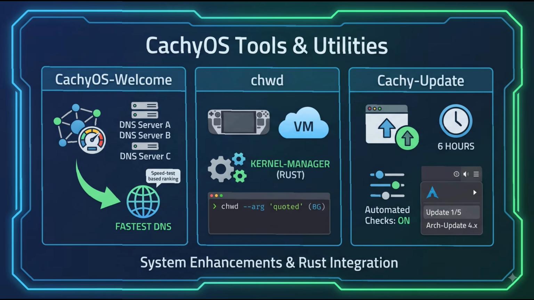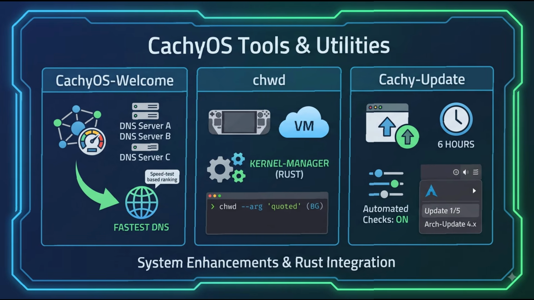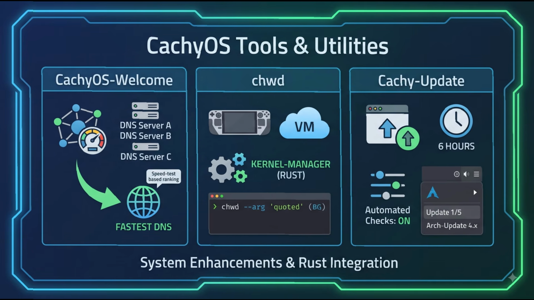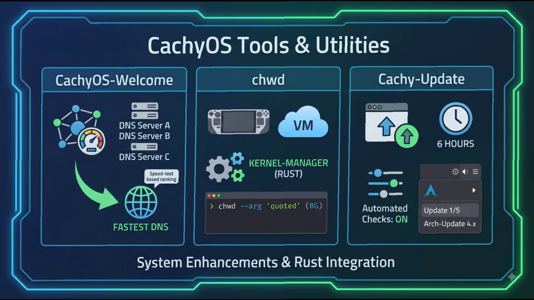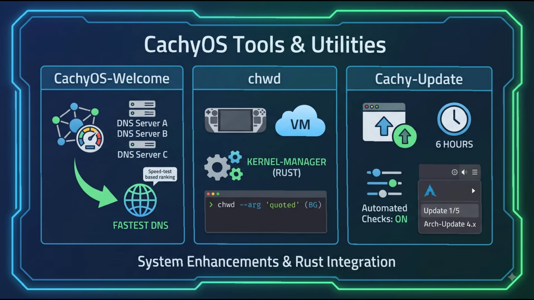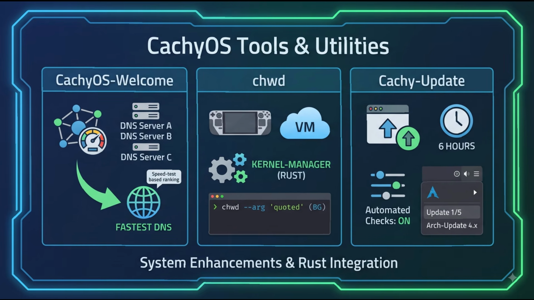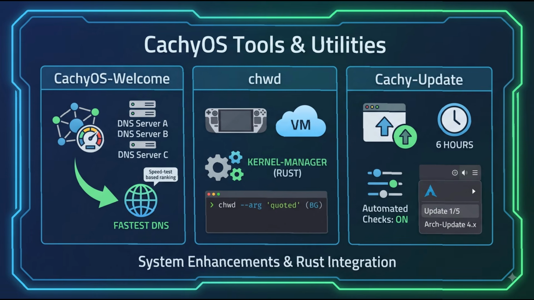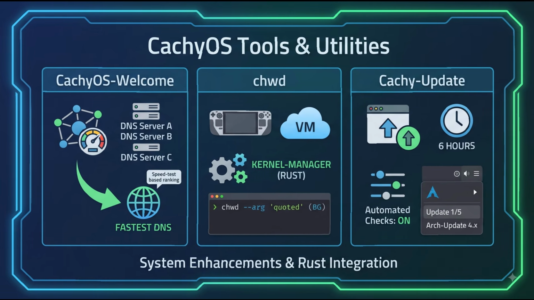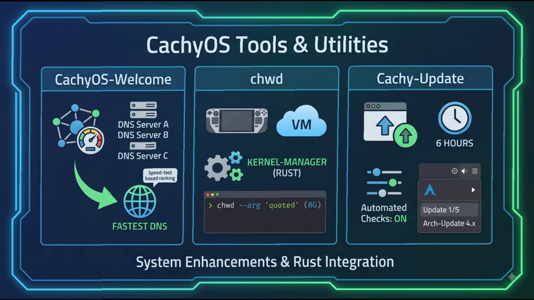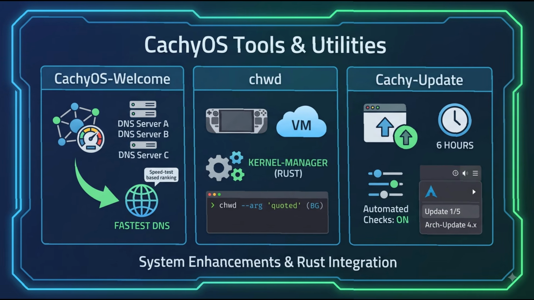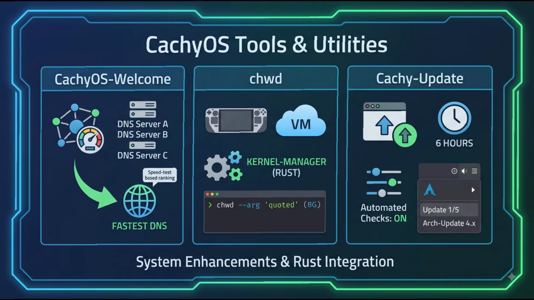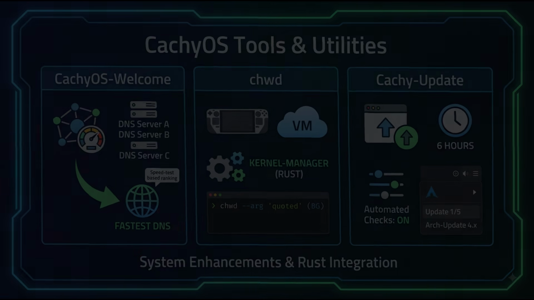The kernel manager backend was rewritten in Rust and integrated directly into CHWD kernel. Cache update has been rebased on Arch Update 4.x. Its system tray applet is now written in Rust. New options make automated update checks easier to enable. The tray supports configurable pagination, and the default check interval is set to 6 hours.